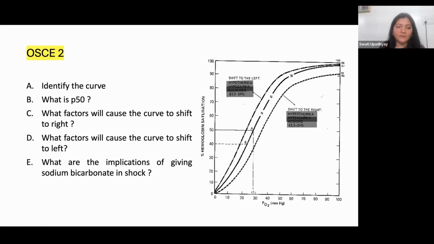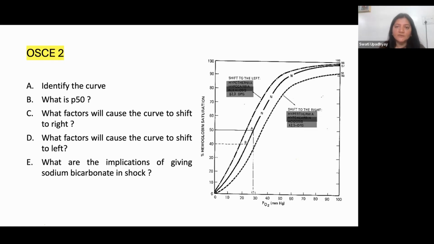Now, next question is, what is P50? What is P50? Yes. At which hemoglobin is 50%. Yes, I think all of you have read. Very nice, very good. So P50, as all of you have correctly said, it is the partial pressure of oxygen at which hemoglobin is 50% saturated.